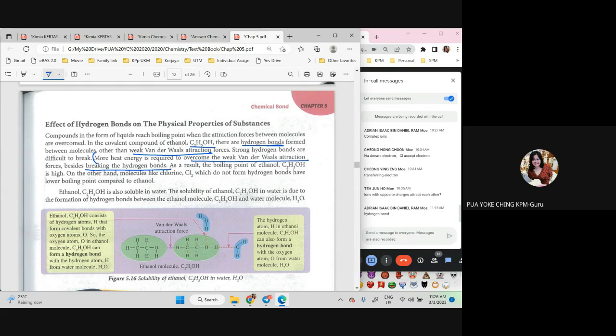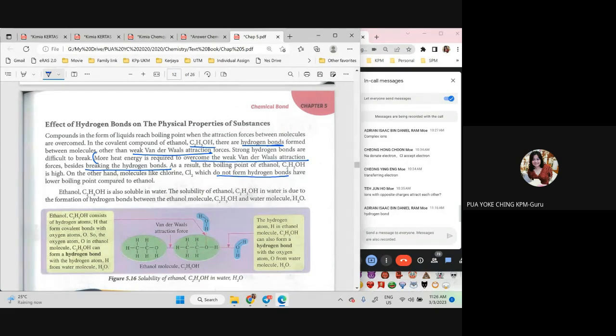So, dia ada dua. So, chlorine tak ada hydrogen bond. So, you tengok perbezaan dia, comparison dia mesti start daripada satu ada hydrogen bond, satu tak ada hydrogen bond. Okay, one you need more heat energy, one you need less heat energy. One you only overcome the weak van der Waals force, another one you need to do two things. Weak van der Waals force and also break the bond.